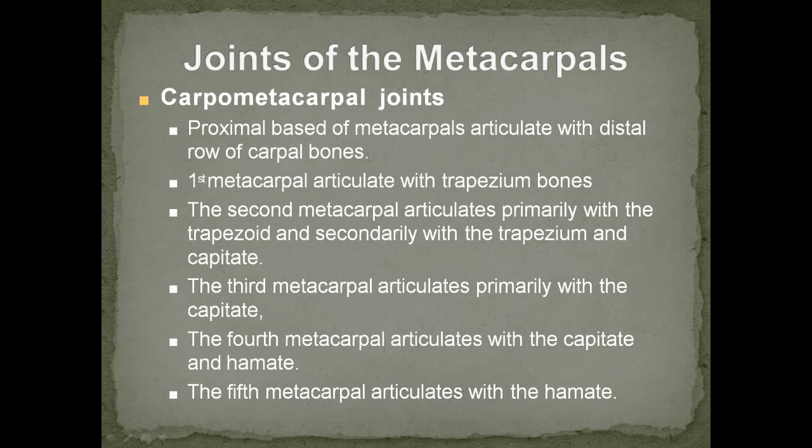So these are the metacarpals that join the carpal bones and form the carpometacarpal joints. The first articulates with the trapezium, the second with the trapezoid, trapezium and capitate, the third with the capitate, the fourth with the capitate and hamate, and the fifth with the hamate.